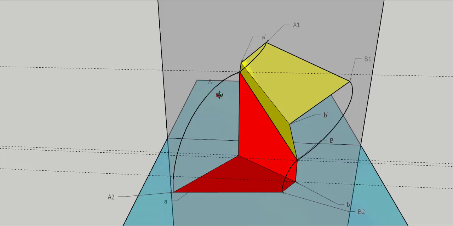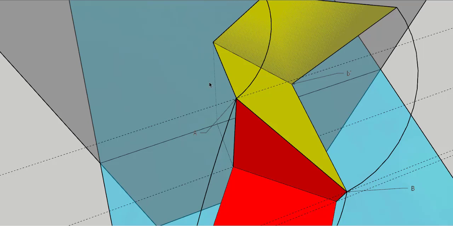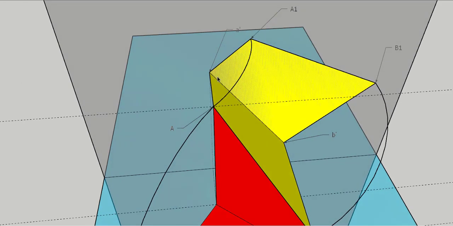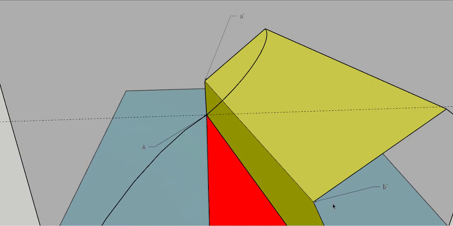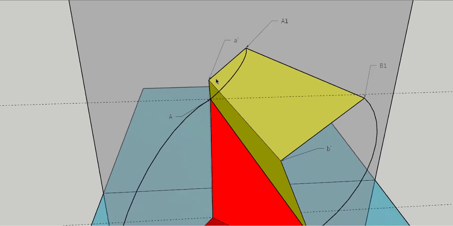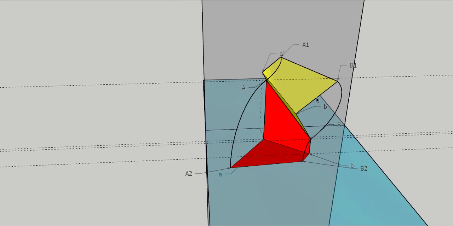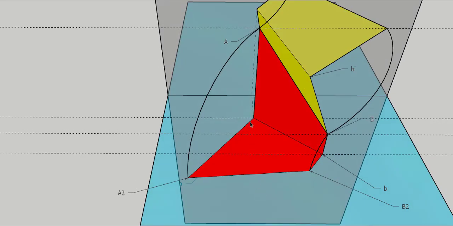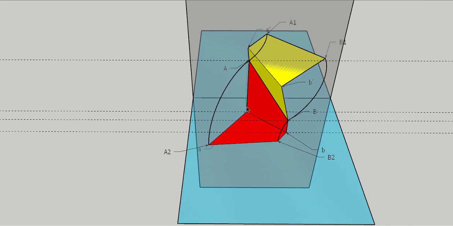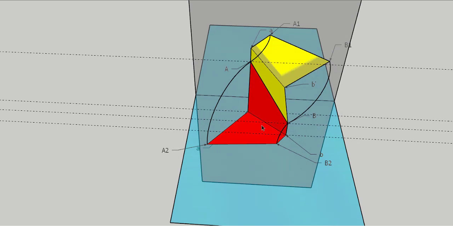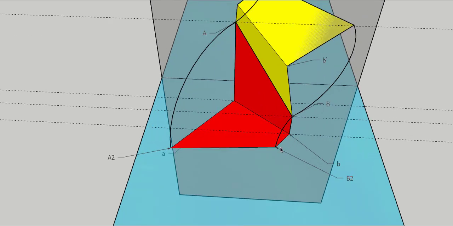So when you're drawing it on a piece of paper, if you look into it, this line here, that is A dash A1, is perpendicular to A dash B dash. Similarly, B dash B1 is perpendicular to A dash B dash. And if you look at the red planes here, this line here is perpendicular to the top view, and B to B is perpendicular to AB again.